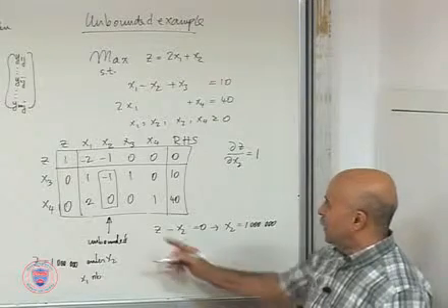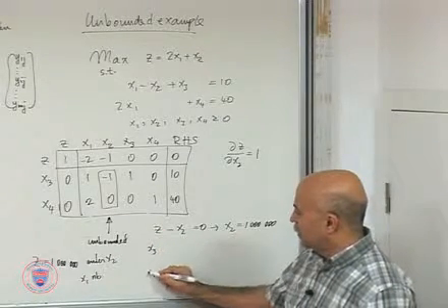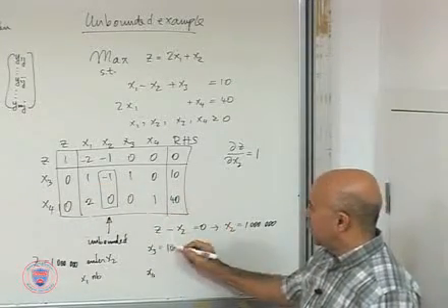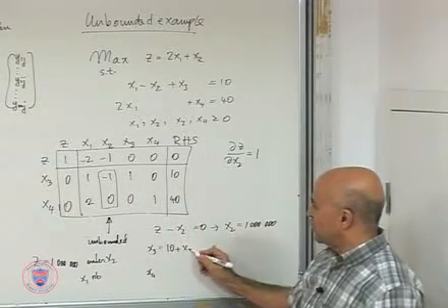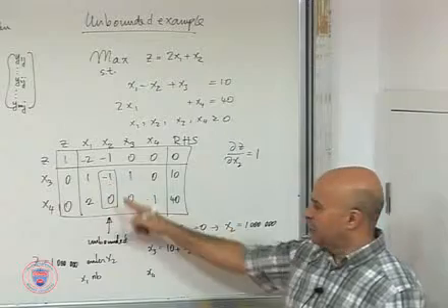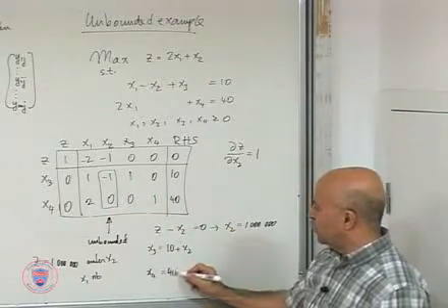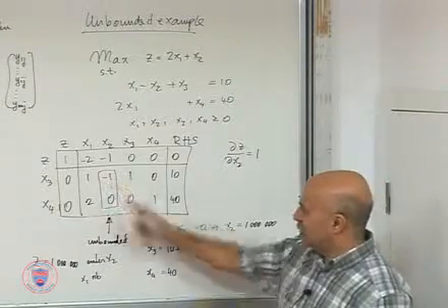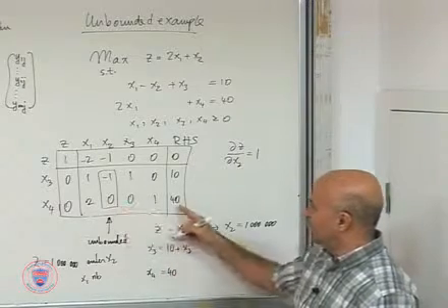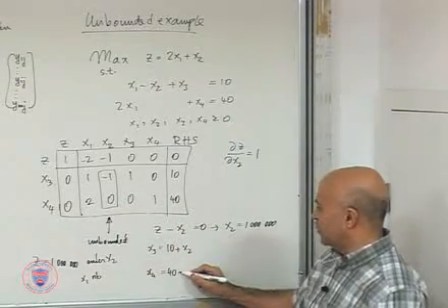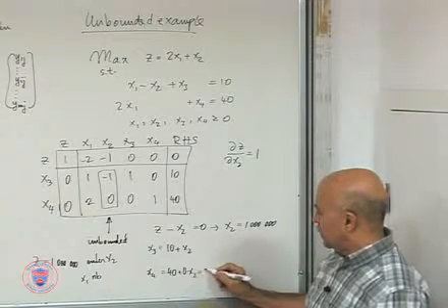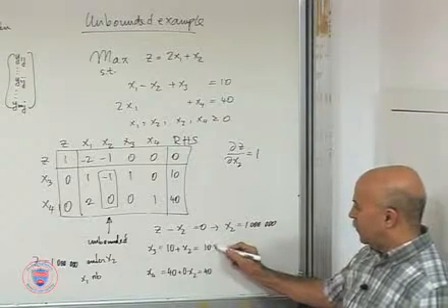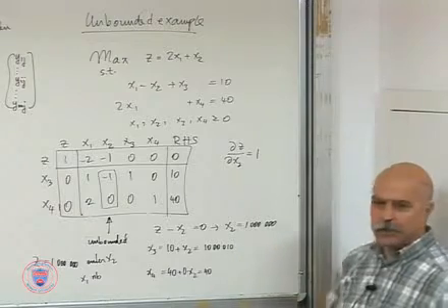That's it. And then x3 and x4 are dependent on x2. x3 is equal to 10 plus x2 from here. And the other one is equal to 40 plus 0 times x2, so it won't change. But this one changes, of course. How much will it be? 1 million and 10. That's how much it will be.